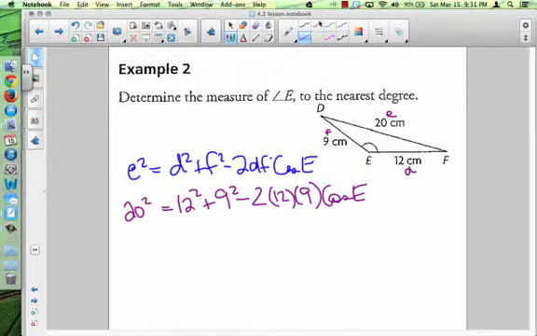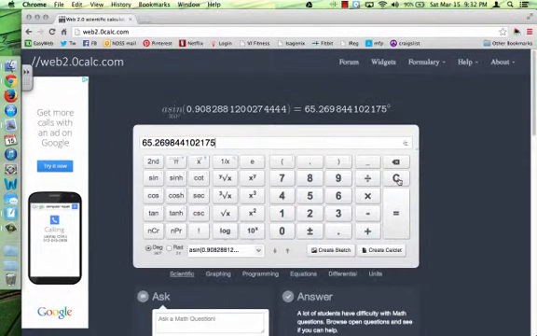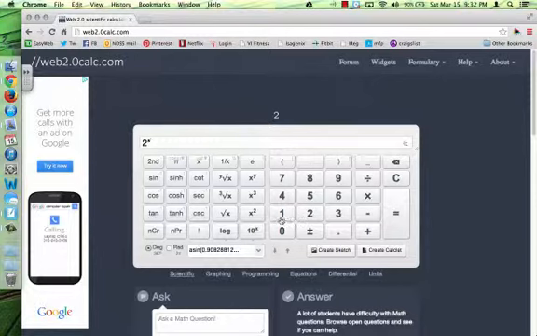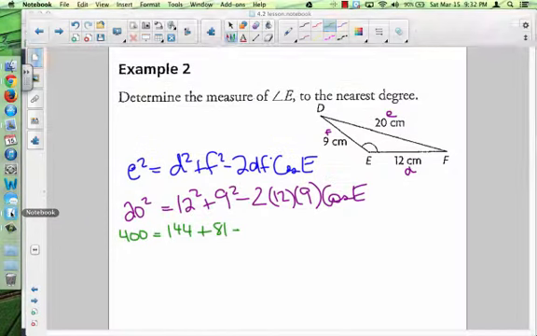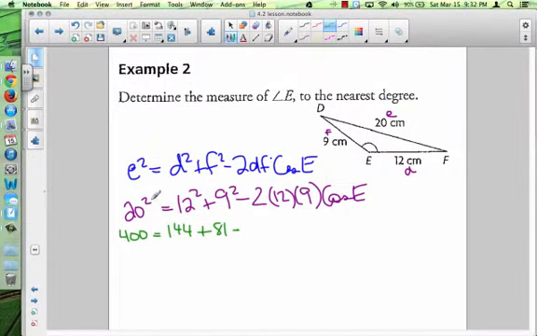Okay, so let's convert some of my numbers. 20 squared, 400. 12 squared, 144. 9 squared, 81. And then 2 times 12 times 9. Here, let's go to the online calculator. 2 times 12 times 9, 216. All right, work with my pen. 216 cos of E.